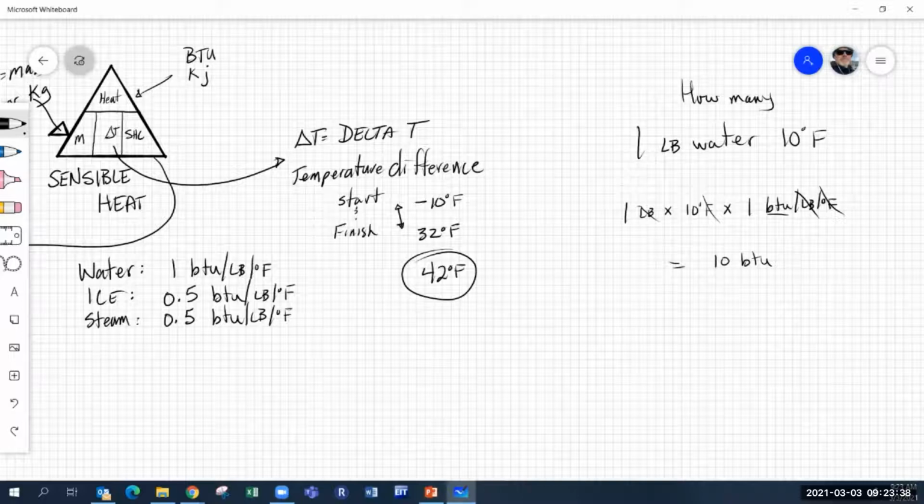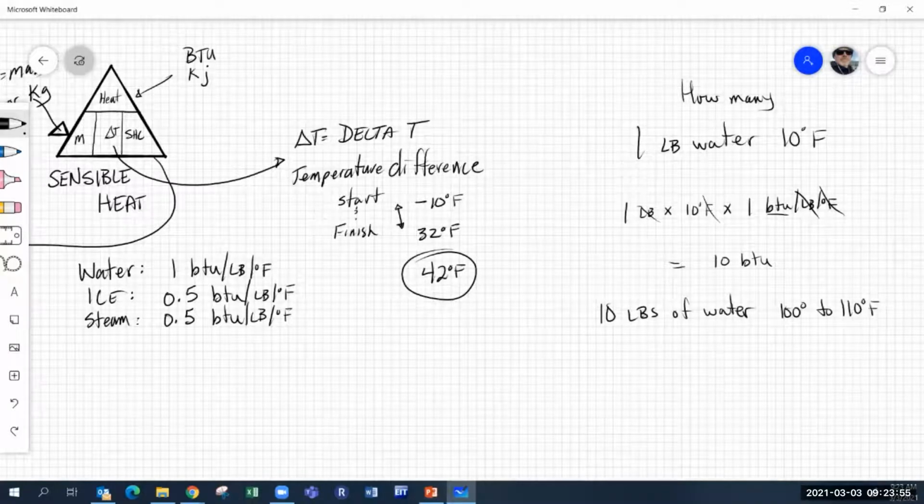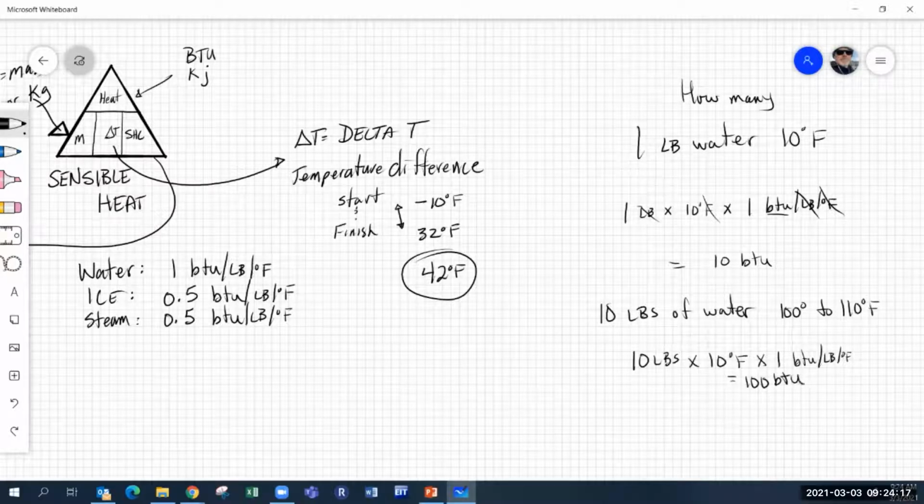Now, how many BTUs are required to raise the temperature of 10 pounds of water from 100 to 110 degrees Fahrenheit? Is it 10? Because you're just going up 10 degrees? Because 10 times 1 is 10? 10 pounds is my mass, multiplied by the delta T, 10 degrees Fahrenheit, times 1. Yeah, that's right. There it is there.